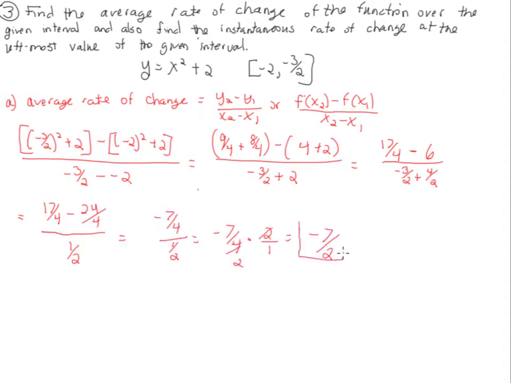For my average rate of change over the interval from negative 2 to negative 3 halves, I get negative 7 halves.